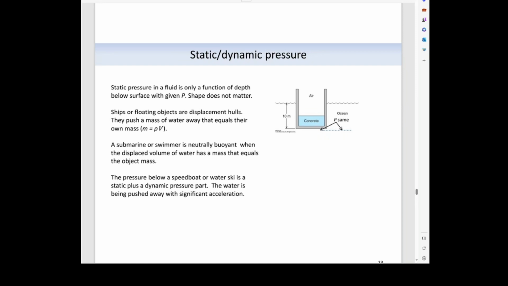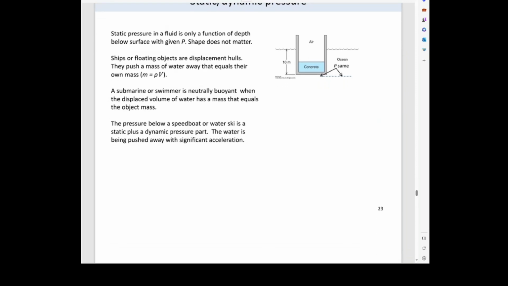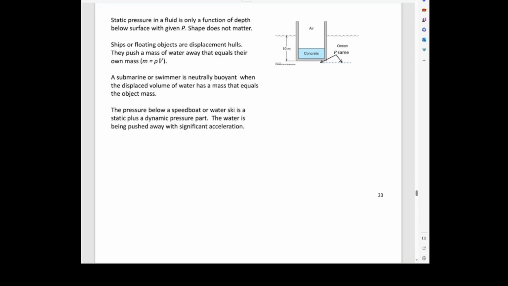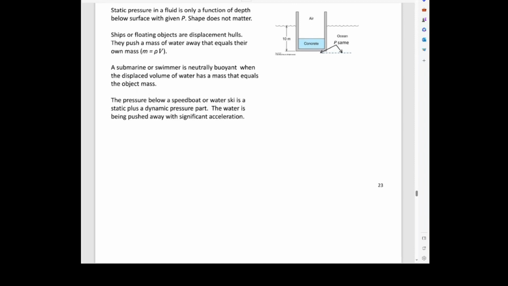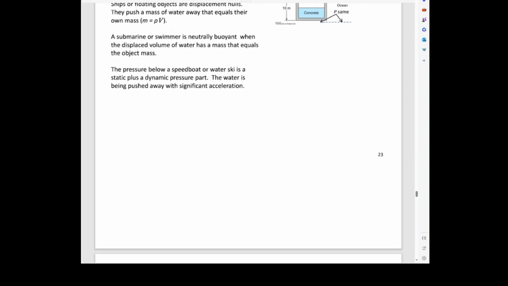So here are some examples where we see that, floating objects where the displacement essentially equals the mass of the object, like a boat. Okay. All right. Static pressure also. It doesn't matter what the shape is. It's only given as some pressure P below the surface. So it doesn't make any difference what you have in here. Right. Same thing, a swimmer or submarine. Something that's naturally buoyant. Great. And if you're dealing with something like a speedboat or water ski, you have to think about both static and dynamic pressure. Okay. So just a couple of basic definitions here. All right. Nothing on that slide.